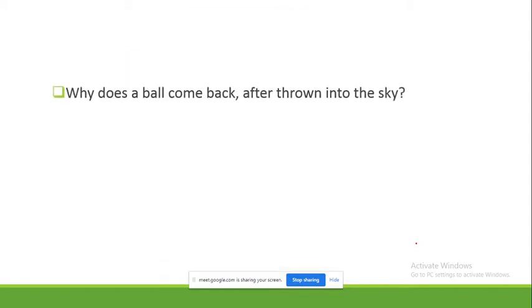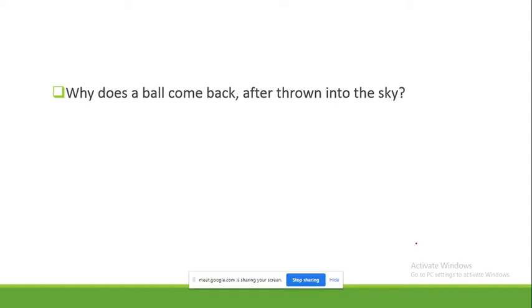Good. Now let's look at, why does a ball come back after being thrown into the sky? I would like to have Harshavardhan answer this. When we throw a ball to the sky, it comes back after some time. Why is it coming back? Why is it not going up? Harshavardhan, can you try? Yeah, Charan is saying gravitational force. Can I know Harshavardhan's answer through the chat box? Okay, I'm getting something. Yeah, because of gravity.